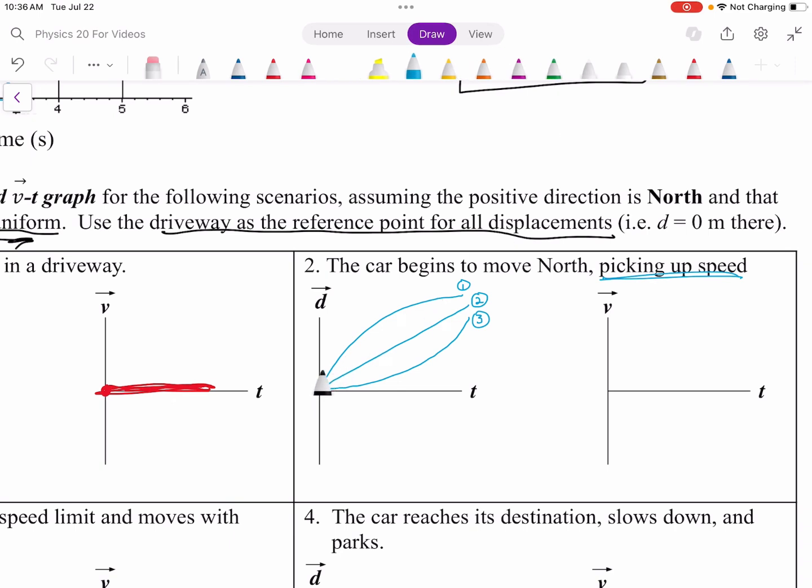But now we'll take a look at each of them individually. We want it to get faster and faster. So let's look at option 1 first. Is this showing it getting faster and faster? Well, if it's getting faster and faster, like we said, it should be going further and further with each second that goes by. So let's just say that's 1 second. In that second, it went that far.